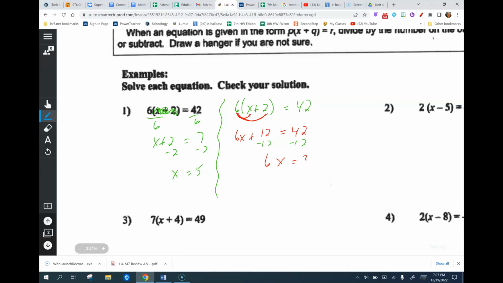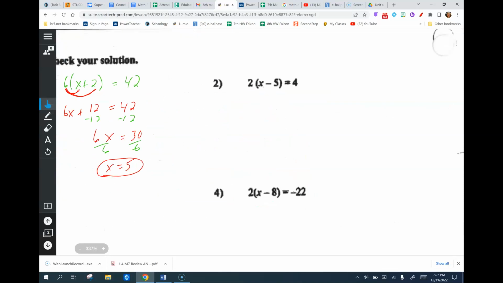And we get 6x is equal to 30, since 42 minus 12 is 30. Divide both sides by 6. And we get x is equal to 5. Okay, so you can do it whichever way you want. Both of them give us the same answer, so it really does not matter how you do it.